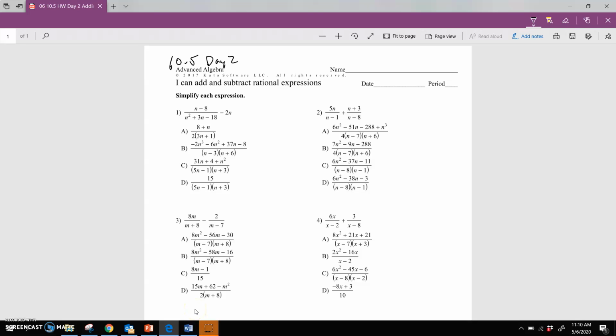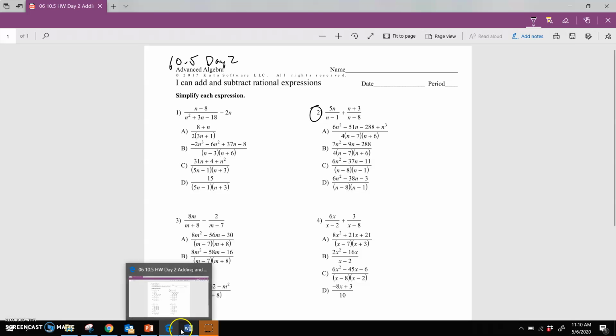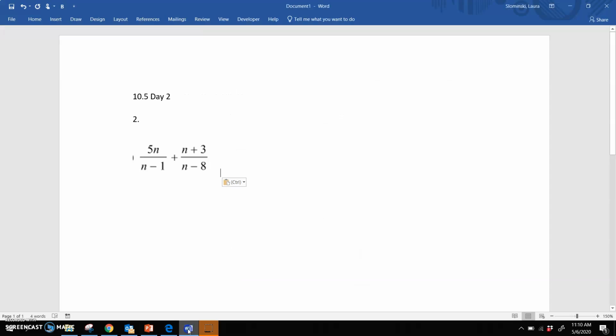Here we are going to look at the 10.5 Day 2 homework, and we're going to focus on number 2. Once again, because there's not enough space over here, I put it into a Word document to show my work better, and then we will come back to find our multiple choice option.